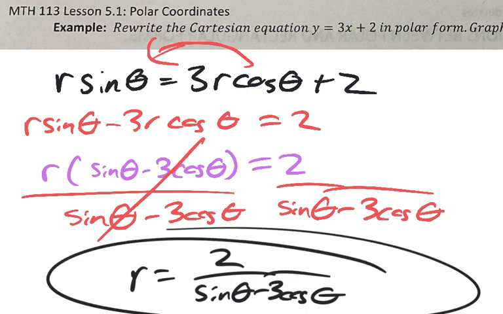Now you can put this in your calculator. See if it looks like a line if you type that in. 2 over sine theta minus 3 cosine theta. It looks like a line with a slope of 3 and a y-intercept of 2. It does, indeed.